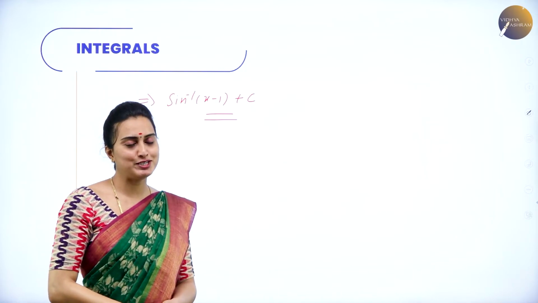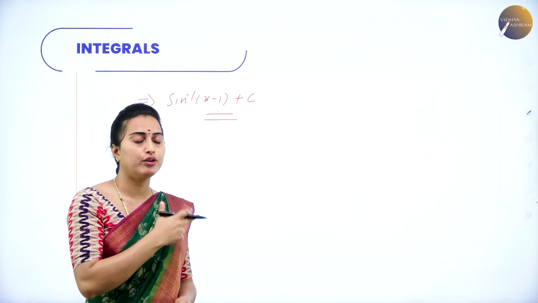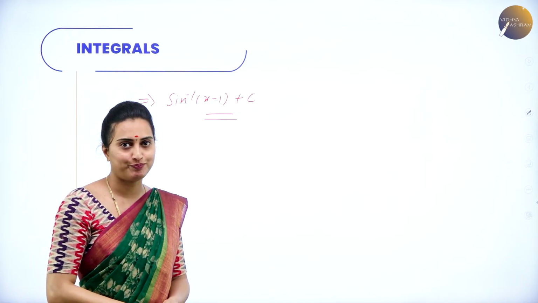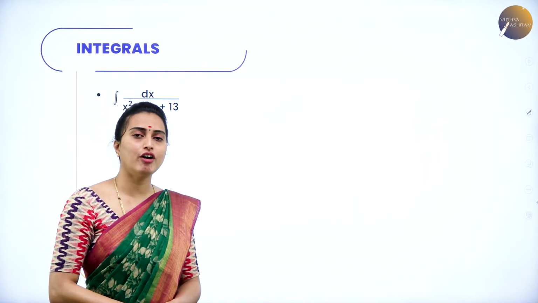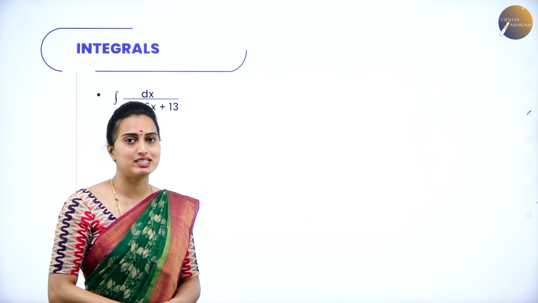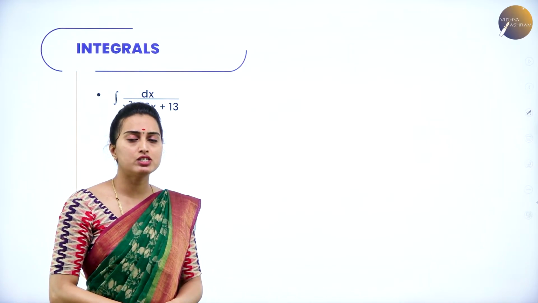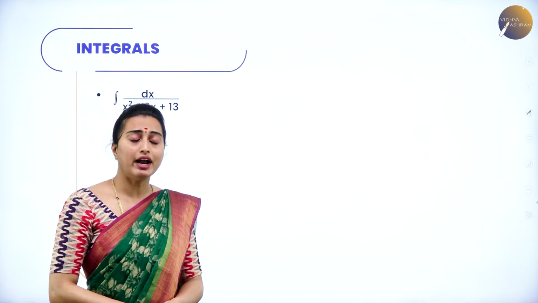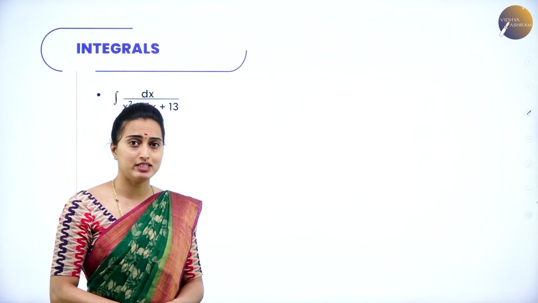I hope you got how to solve this problem. Along with the proof of that formula, they are going to give this type of problem. Now we'll be moving on to the next problem. What they've asked: the integral of dx divided by x squared minus 6x plus 13. Dear students, here also the denominator is not in the form of a perfect square. You should reduce it to the form of x squared minus a squared or a squared minus x squared.